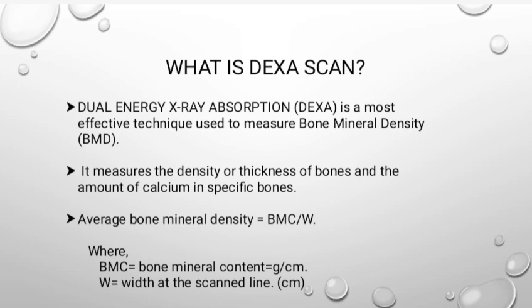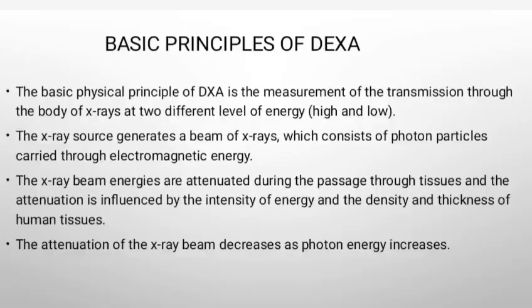We have a formula for average bone mineral density, which is BMC divided by W. BMC stands for bone mineral content expressed as gram per centimeter. W stands for width at the scan line expressed in centimeter. The basic principle of DEXA is the measurement of transmission through the body of X-rays at two different levels of energy. One is high and another is low.